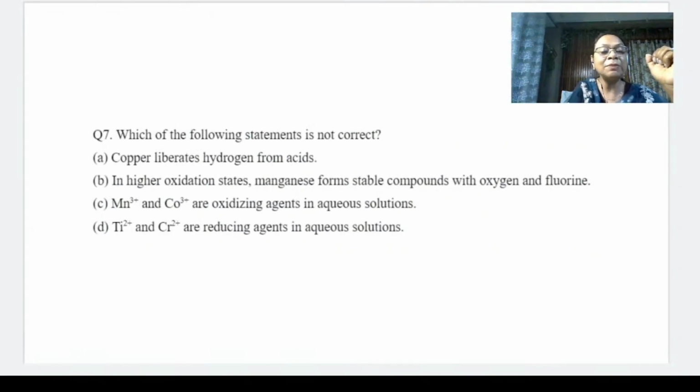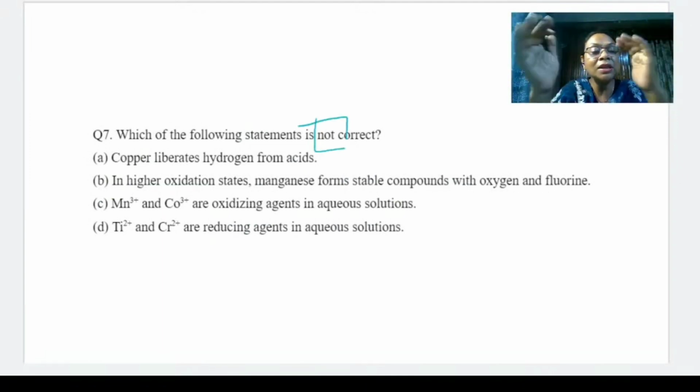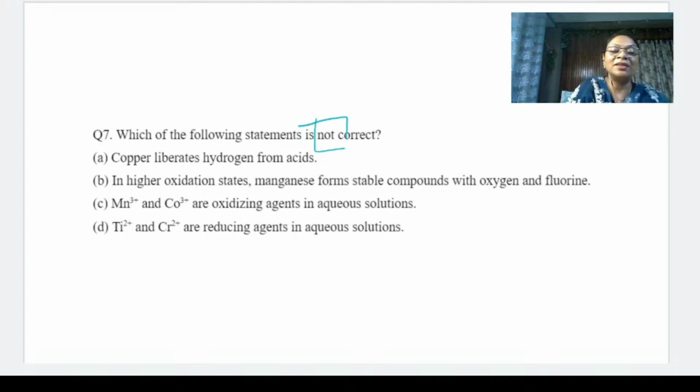Which of the following statements is again not correct? Not correct. To focus on the not correct, because they create a lot of stress for you. Let's see. Copper liberates... oh, come on. This is the first one and the correct one. How can copper liberate hydrogen from acids? It cannot, because it comes below hydrogen in the EMF series. Good. We got the option in the first option itself. That means the others are correct.